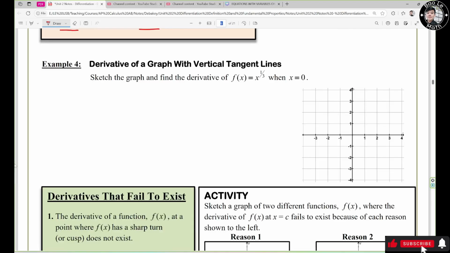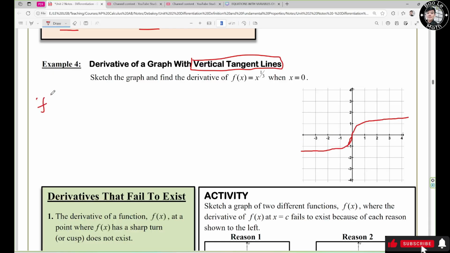So look at example number 4 right here. Derivative of a graph with vertical tangent lines. Sketch the graph and find the derivative of f of x equals x to the power of 1/3 when x equals 0, right? Alright, so it's very easy to graph this one. It's gonna be something like this.